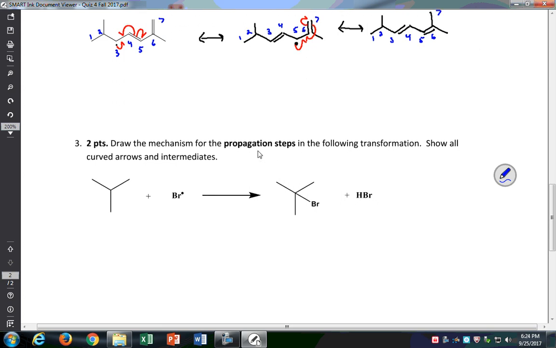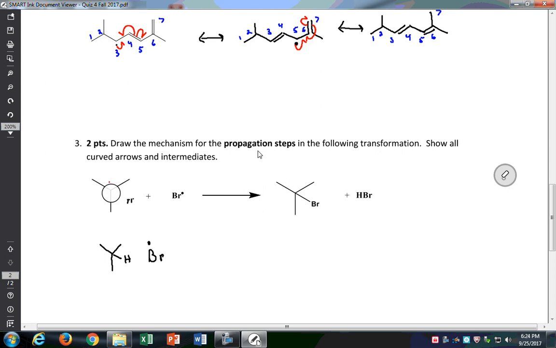Okay, here I only want the propagation steps. I already initiated for you. You have the bromine radical. You don't need to do an initiation. So our first step is going to be a hydrogen abstraction to form a carbon radical. Because remember, this is not correct: the homolytic cleavage of carbon and hydrogen is very unstable. It would take too much energy. That does not happen. The first radical that has to form is our initiator.